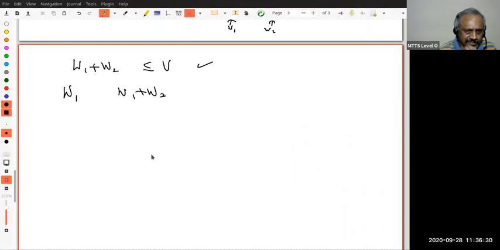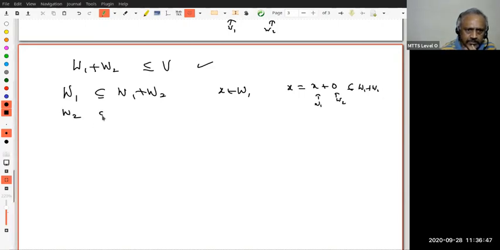I'm sure all of you can say that, right? W1 is contained in this, because if you give me x in W1, then I can write x as x plus 0, where I can think of this 0 as an element in W2 and x is an element in W1. Therefore, it belongs to W1 plus W2. And similarly for W2. So, W1 plus W2 is a vector subspace of V which contains W1 as well as W2. Is that correct?